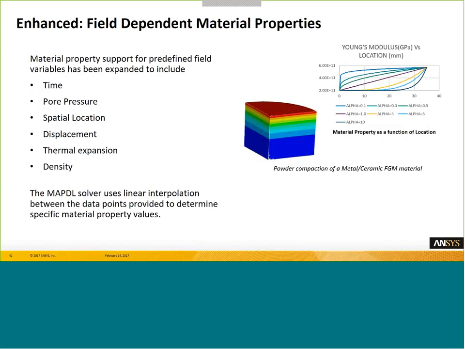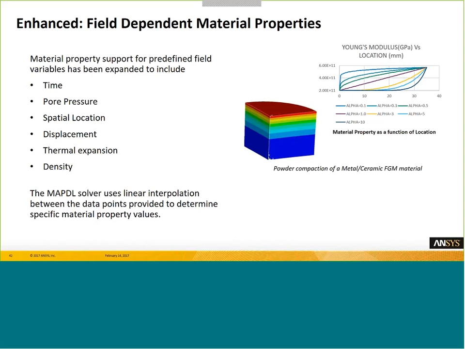And then on the field-dependent material, there was some previous exposure to this. This has been further expanded. So the predefined material list has been grown to include things like time, pore pressure, spatial location, displacement, thermal expansion, density. So the solver uses some interpolation between these data points to figure out exactly what's going on at specific elements and particular points within an element to get the material property values.